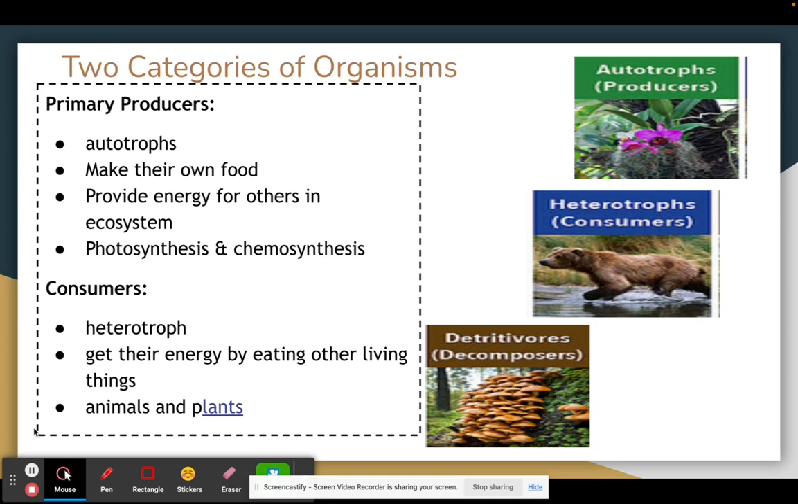In addition to animals and plants, we also have our detritivores and the decomposers, which fall underneath the consumer category because they need other living things to get their energy.